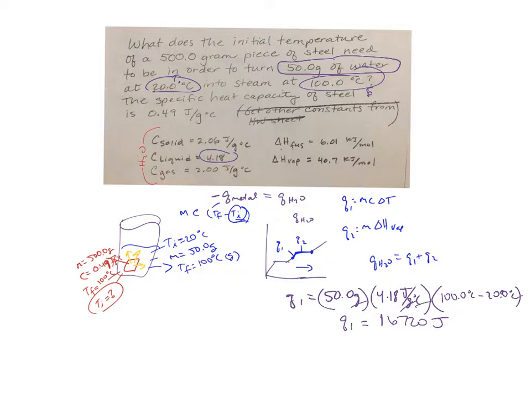So there's our Q1. Q2 is going to be a little bit simpler. That's just going to be the mass times the enthalpy of vaporization. So again, the mass has not changed. It is still the 50 grams times our enthalpy of vaporization, which is right here. So that's times 40.7 kilojoules per mole. But I screwed this up because I need it to be in moles. So there we go.